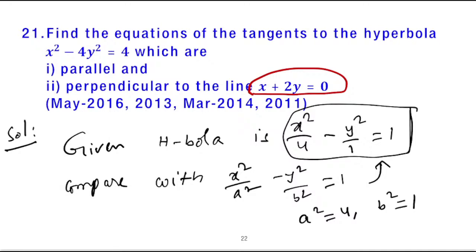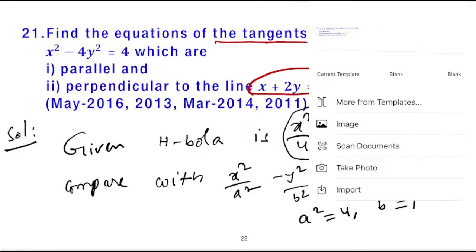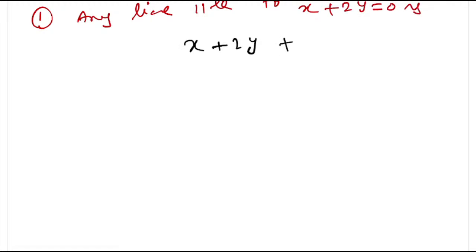Now what does he say? Find the equations of the tangent. You have to find the tangent equation, but parallel to this line. So for question 1, any line parallel to x plus 2y equal to 0 is x plus 2y plus k equal to 0.